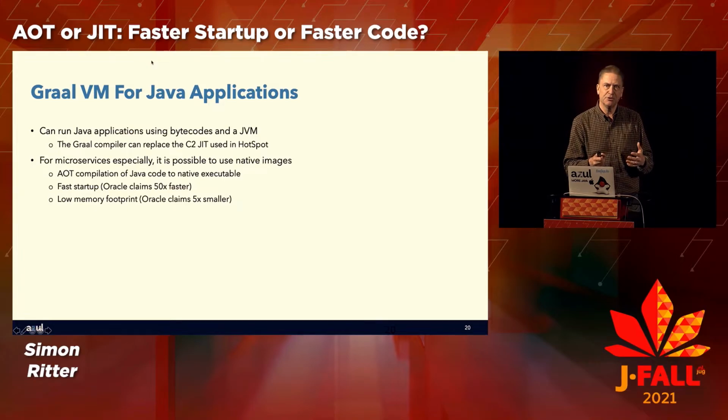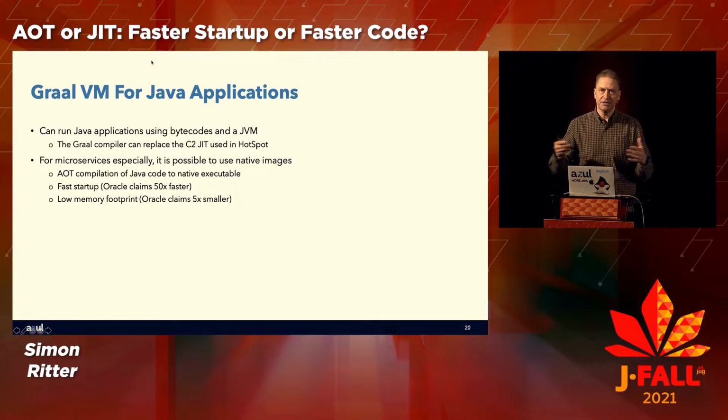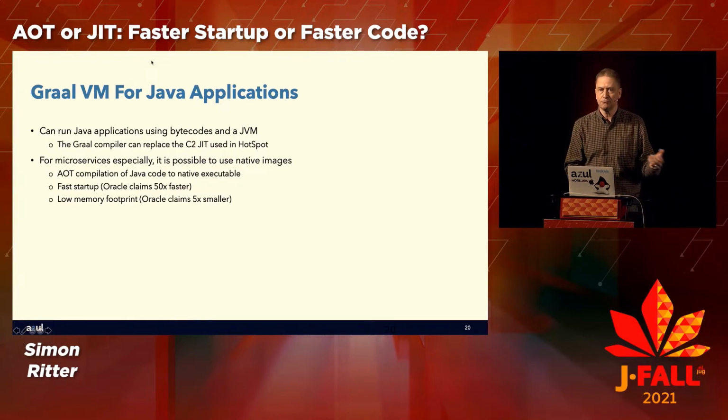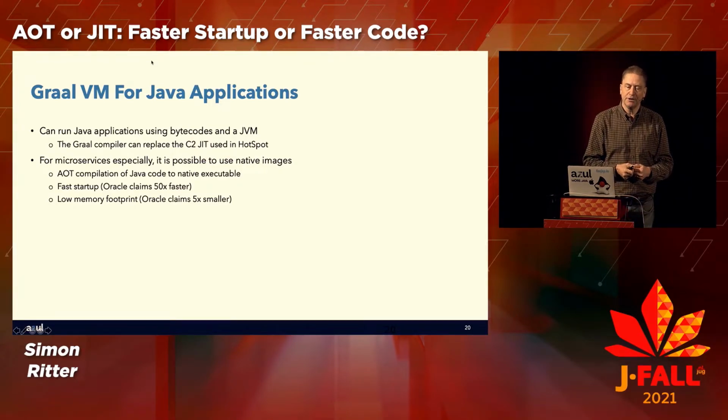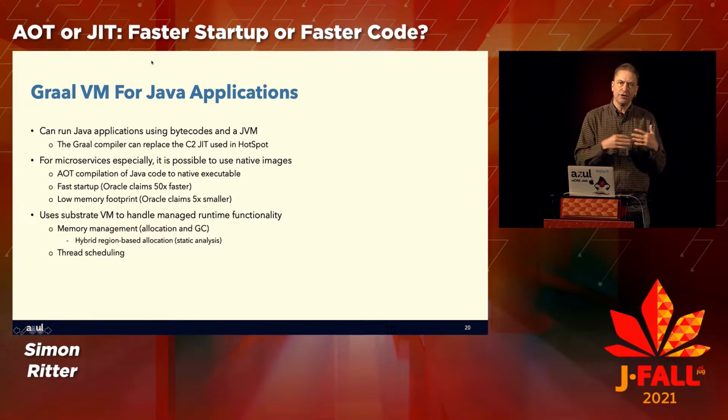Or you can use native images, which is what a lot of people do to really get fast startup and small footprint for their microservices. And what you're doing there is, as I say, creating AOT compiled code. It is fast startup. Oracle claims up to 50 times faster than using the JVM, and low memory footprint, again, Oracle claims 5 times smaller than you would get if you were using a JVM. It does use, as I said, the Substrate VM to handle the managed runtime part of the functionality, and so memory management has to be done somehow.